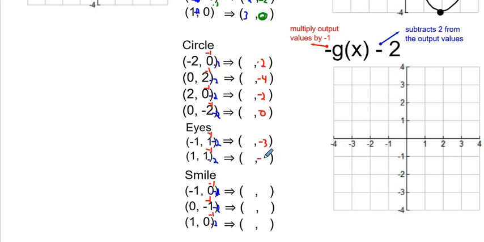Again, -3. Here we'll have 0 minus 2, which is -2. Positive 1 minus 2 is -1. And then 0 minus 2 again is -2. And the input value is unchanged because there was no B or H. There's nothing in that parentheses, so we're just going to copy them down again.